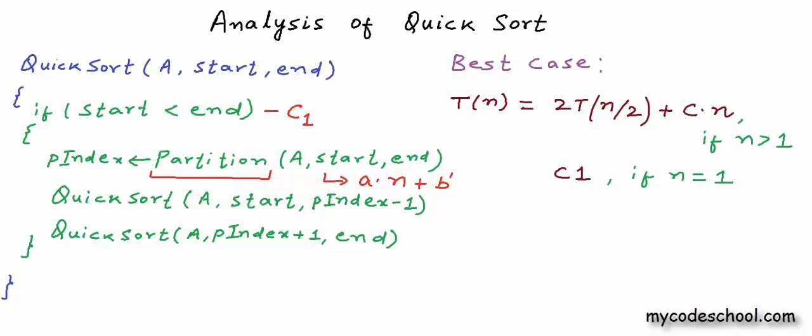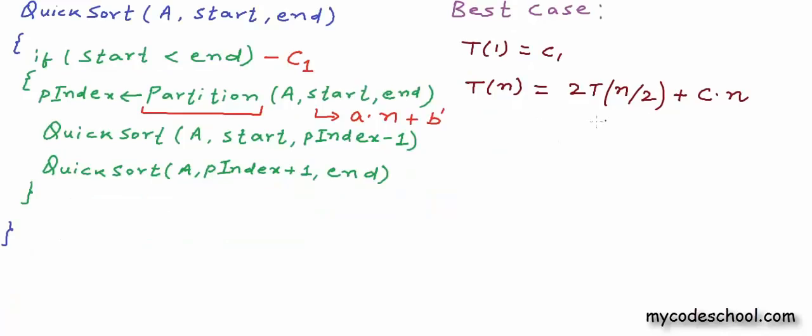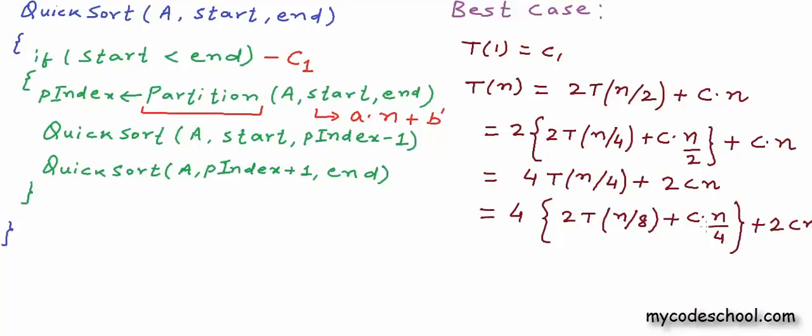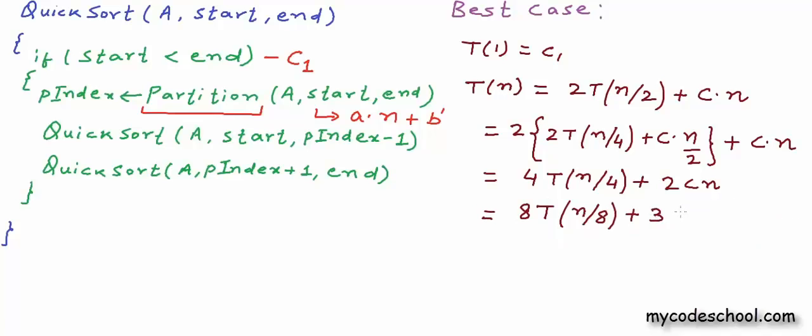This recurrence relation that we are getting here for time is the same that we had got for merge sort. We can solve this recurrence and express T(n) in terms of T(1), which is known to us. T(n) is 2T(n/2) plus cn. We can write T(n/2) as 2T(n/4) plus c into n by 2, and we will have cn outside. This overall will be 4T(n/4) plus 2cn. And now we can write T(n/4) in terms of T(n/8) like this. This will be 8T(n/8) plus 3cn.